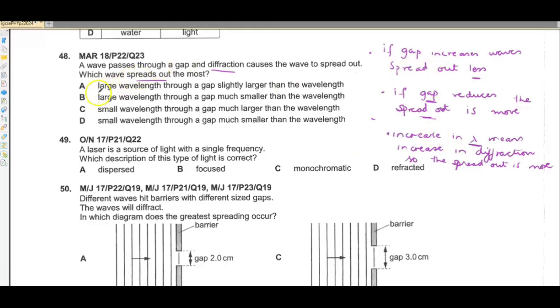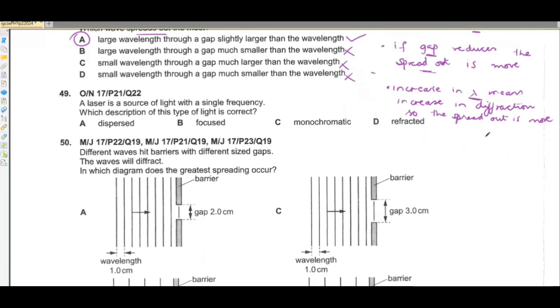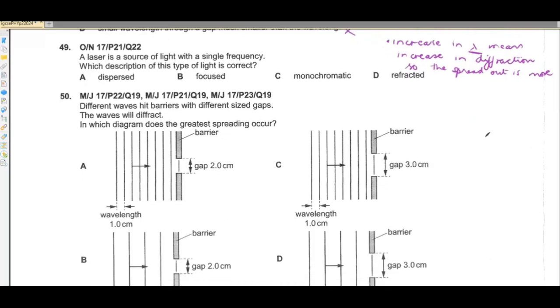If we now look at the options, large wavelength through a gap slightly larger than the wavelength. Yes, this is going to give more diffraction, and more the diffraction, more is going to be the spread out. Lesser the diffraction, lesser the spread out. Large wavelength through a gap much larger, no. The wavelength and the gap size should match. Small wavelength through a gap much larger than the wavelength, no. The gap size should be almost equal to or a little bigger or a little smaller than the wavelength, not more than that. Small wavelength through a gap much smaller than the wavelength, no, this is not correct. So A is the correct option. Kindly remember these 3 things to answer the questions related to diffraction, and you will answer them correctly.